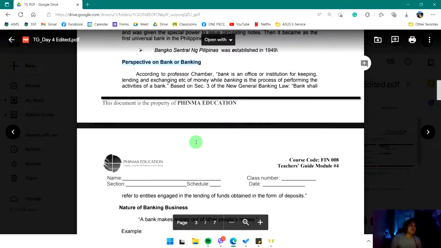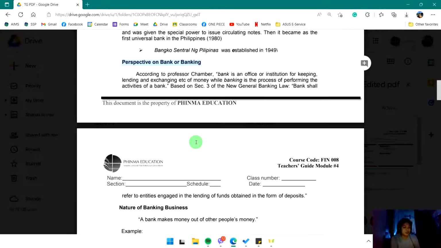Before we proceed with the different banking institutions that we have, na-discuss na natin kanina yung BSP o yung Central Bank natin, Bangko Sentral ng Pilipinas. Now, we're going to discuss the different banking institutions that we have in the Philippines. Pero first, let's put into perspective, ano nga ba ang tingin ng ibang tao pagdating sa term na bank or banking?